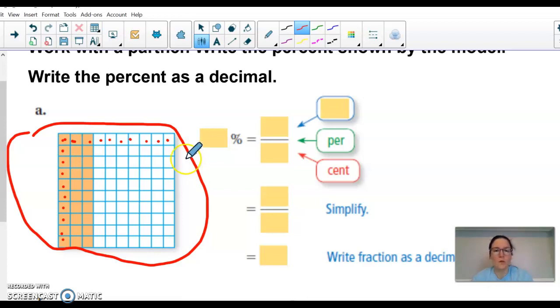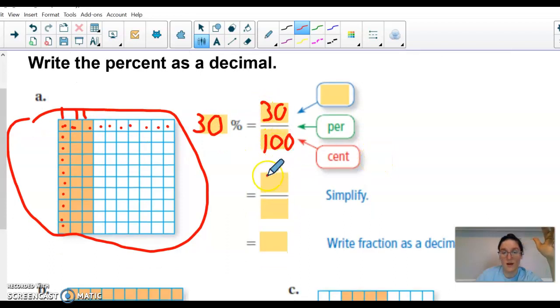So what it wants you to do is make it into a fraction, decimal, and a percentage. So let's count how many squares are shaded. So that's 1 row of 10, 2 rows of 10, 3 rows of 10, so that's 30. So your fraction would be 30 out of 100. So you should know percent is always out of 100. So if that's out of 100, then the top number is your percentage. So that would be 30%.